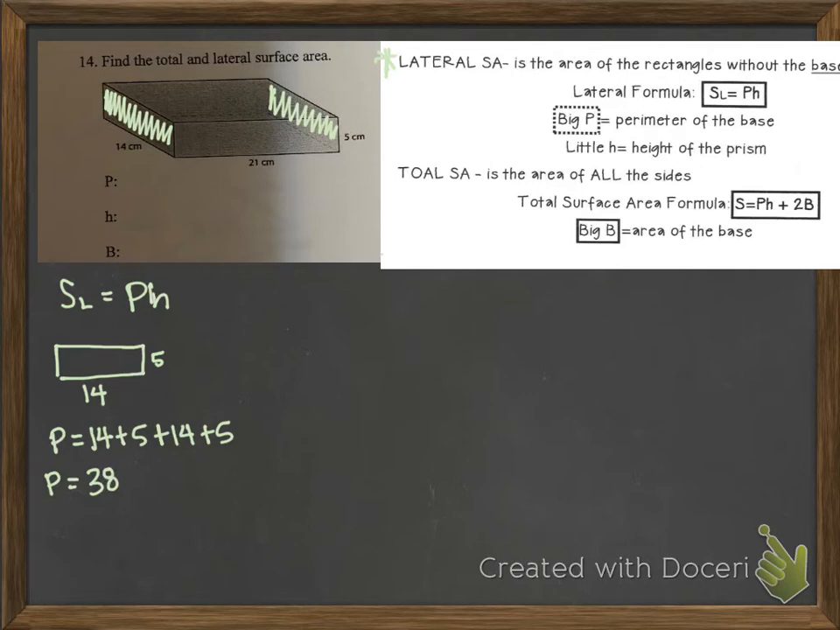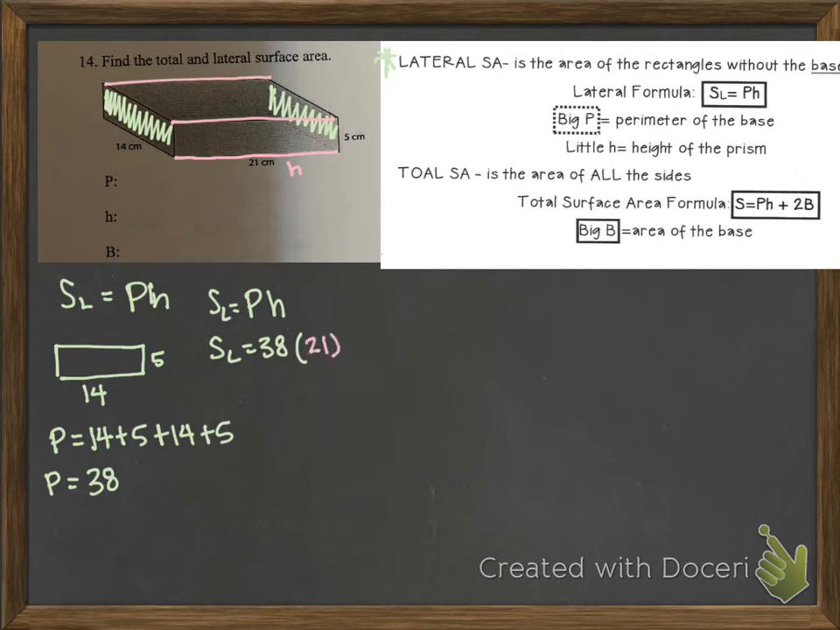Okay, so then now let's plug into our formula. Big P equals 38 times your height. So remember, height is the line that connects your two bases. So if my base is right here, this is the line that connects the two bases. So this is your height. So right here and right here. So your height is 21. Okay, so go ahead on your calculator and multiply that out.